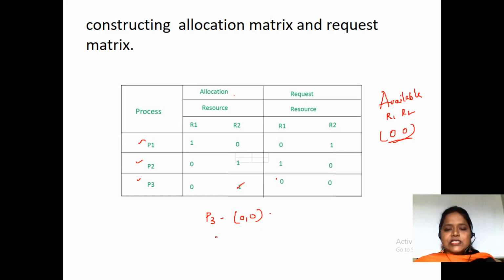Now what is the available matrix now? 0 R1 resources, and one R2 resource that P3 has released. So 0 1 is there. Now the available is equal to 0 1 resources.